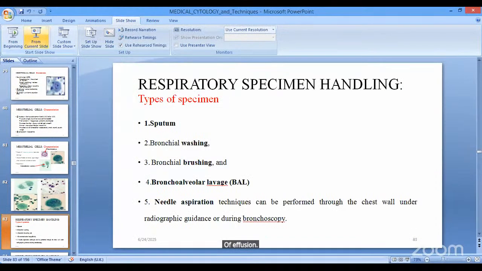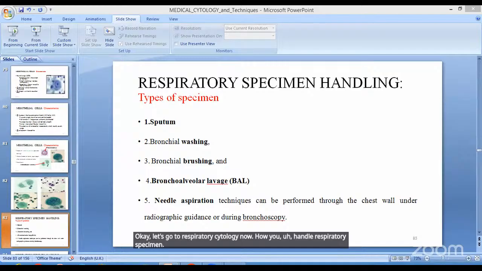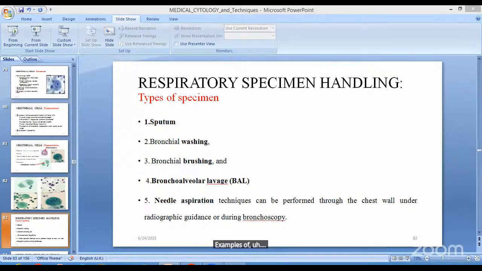Okay, let's go to respiratory cytology now. How you handle respiratory specimens. Examples of respiratory specimens are sputum, bronchial washing, bronchial brushing, bronchoalveolar lavage, and fine needle aspiration specimen, which can be used to aspirate a sample from the respiratory tract.